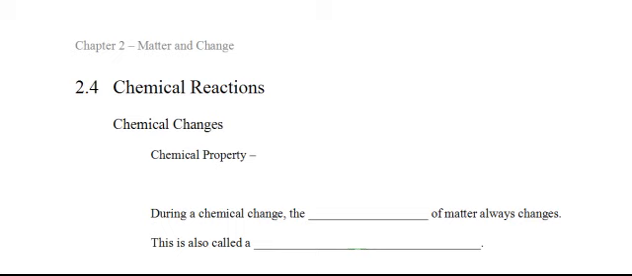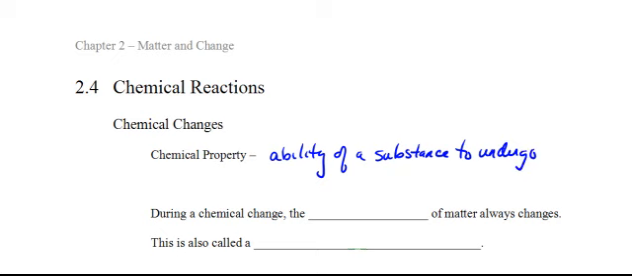So first of all, let's give a definition in terms of a chemical property. A chemical property, let me get my pen here. Get our blue color that we're using in this chapter. A chemical property is simply the ability of a substance to undergo change, or to undergo a specific chemical change.